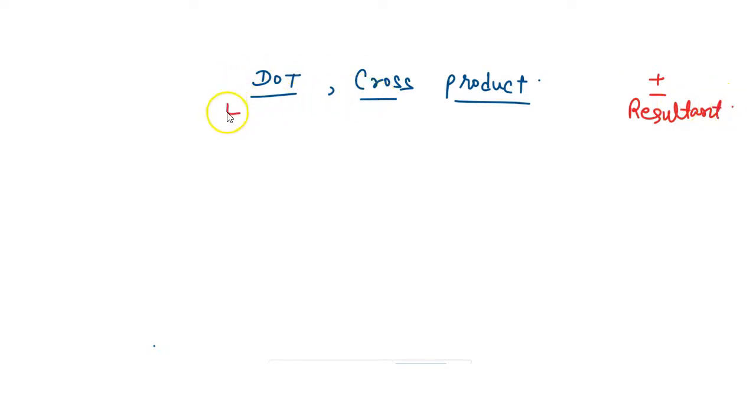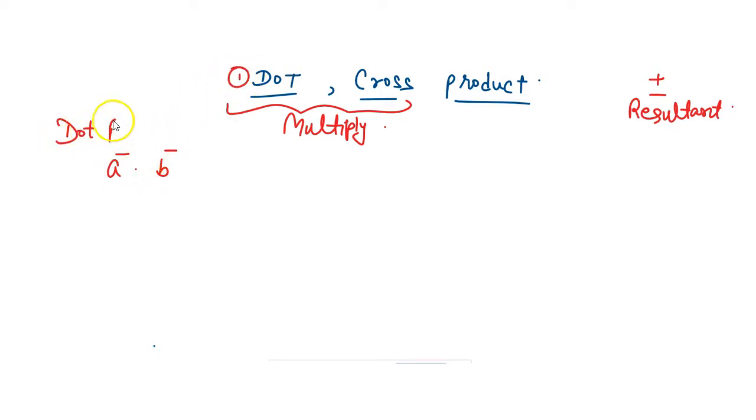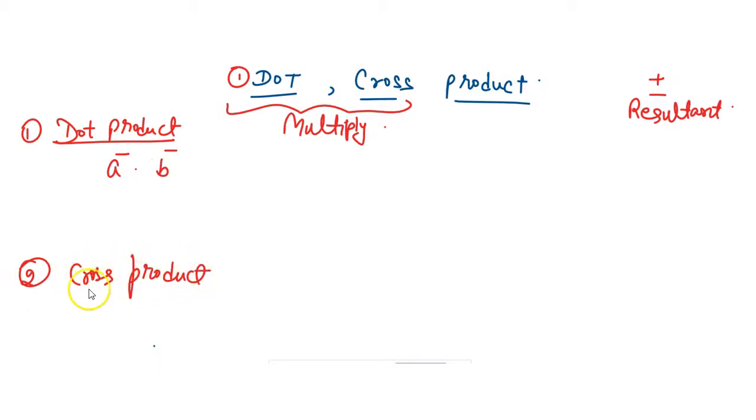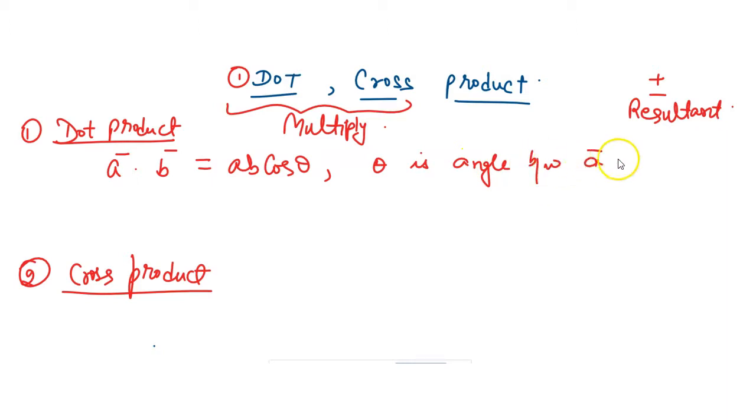Dot and cross product are the ways to multiply two vectors. Let's say we have two vectors, a vector and b vector. I have two ways to multiply. One, I can take the dot product, and number two, I can take the cross product. If I take the dot product, then a dot b is given by ab cos theta, where theta is the angle between a vector and b vector.